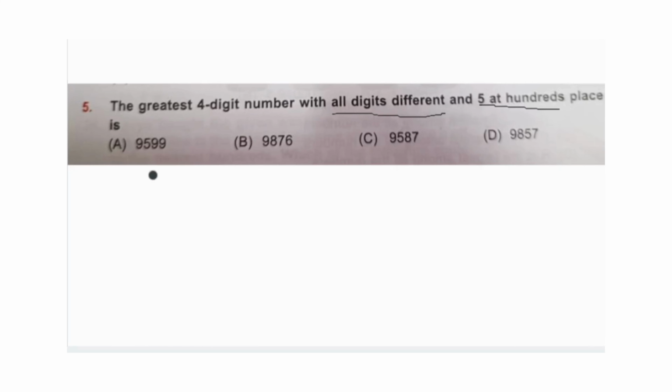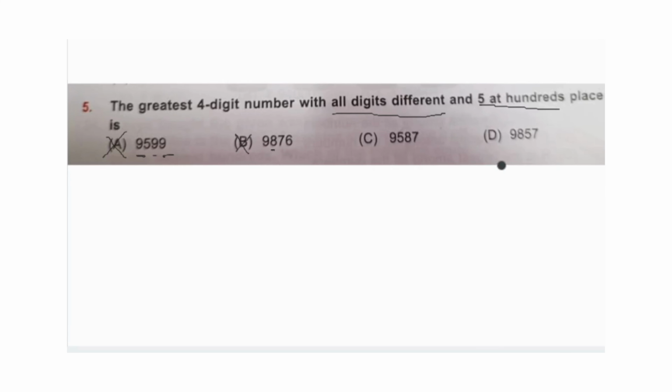Okay, let's look at our options and try to eliminate options that do not comply with these conditions. All digits different. If you see here in option number A, 9 is repeating 3 times. So we can rule out option number A from our list of answers. If you see option number B, all the numbers are unique, but 5 is not at the hundreds place. The hundreds place is 8. But according to the question, the hundreds place has to be 5. So we can rule out option number B.